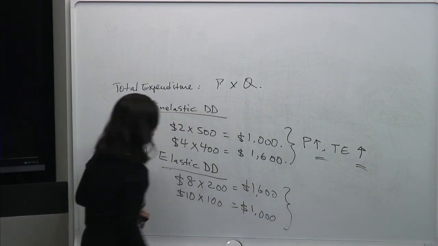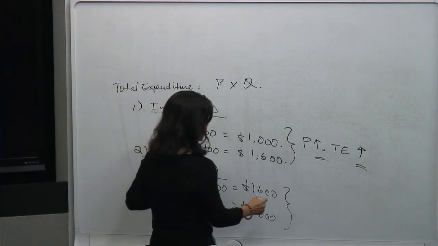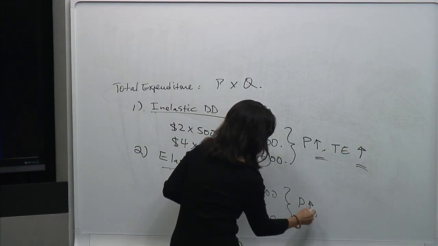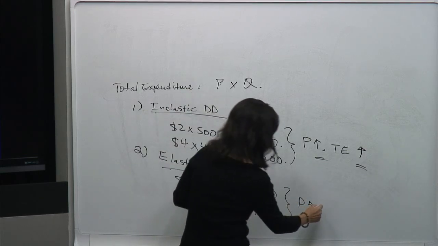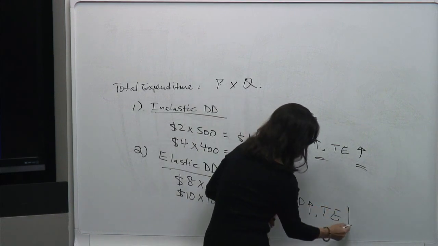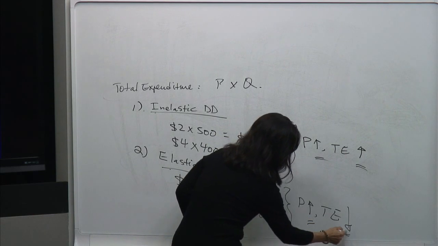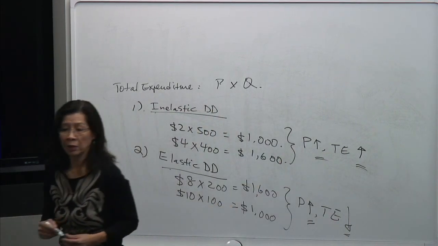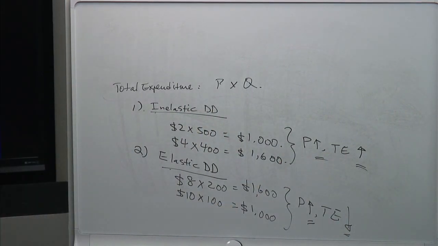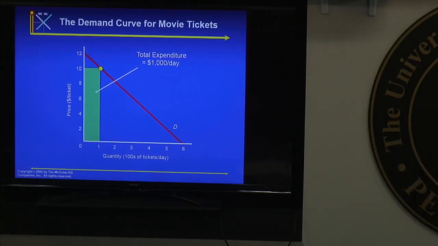So what's the conclusion here? If you're looking at the elastic portion of your demand curve, when price goes up, your total expenditure will go down. See, they move in the opposite direction. And this one moves in the same direction. And that is a great hint to you, because we'll ask you a question like that in so many different ways. But if you know that concept, no matter how we ask you, you know the answer.